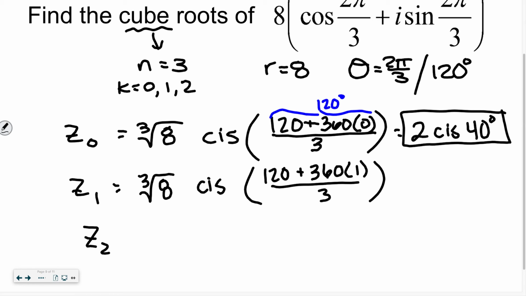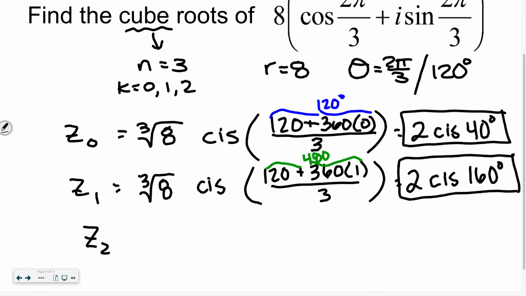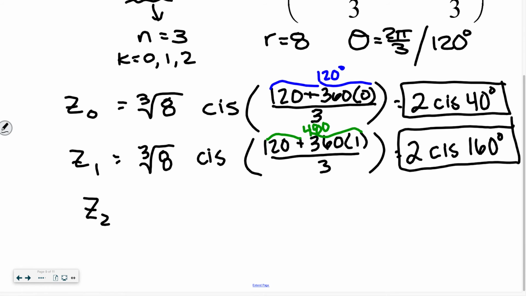I can do this without a calculator. Let's see, 120 plus 360, that's 480. Divided by 3 is 160. So I got cis 160 degrees. That's a different one, different angle. So I got one more root to go. The only thing that's going to change for the last root, z sub 2, is k. The k value at the end will now be 2.